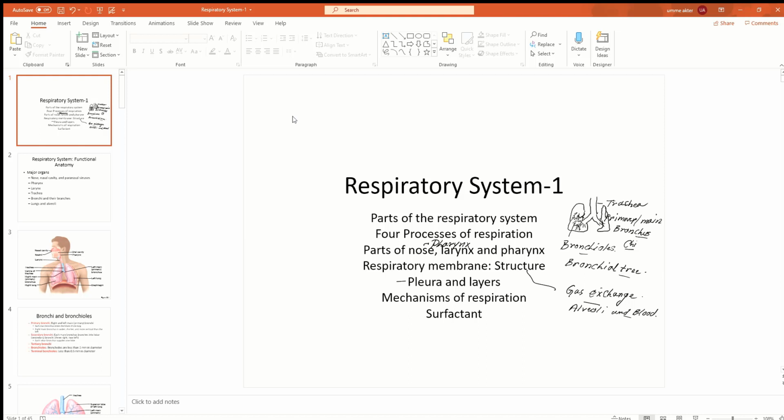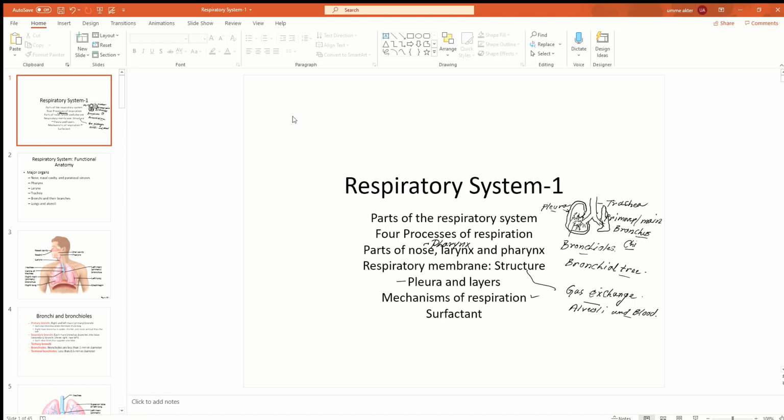The lung has a connective tissue covering, and that is called the pleura. So the pleura is the covering of the lung, and it has two layers. We'll talk about that. Then we'll talk about a fluid that is called surfactant and the mechanism of respiration or breathing. And then we'll talk about the mechanisms of breathing or respiration.